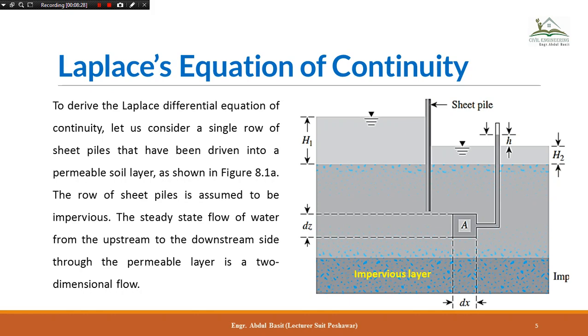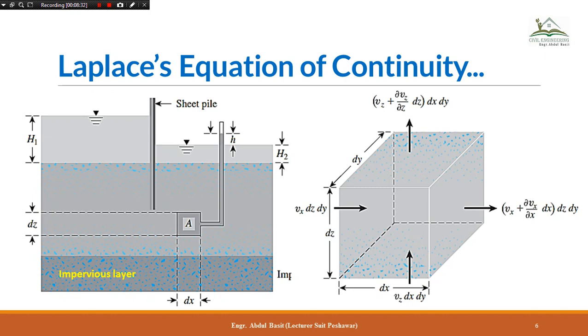Now, discussing this in a magnified form, this is that block A presented in magnified form like this. You can see here that this is dy, out of the plane, this is dz, which is the height, and this is dx, which is the width. So this is the dy I was talking about earlier.